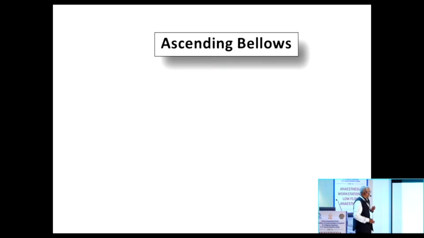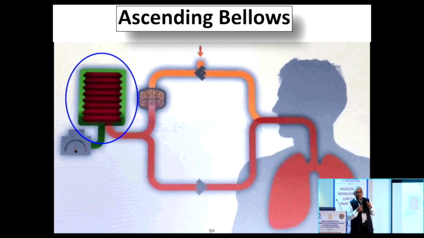Okay. Now ascending bellow, why am I saying ascending bellow? The bellows goes up and down both. Okay, so it is descending also. But we identified its behavior in expiration. So that is called ascending bellow, because earlier there was a technology where there was a descending bellows also. So the technology which this machine has is called ascending bellow.